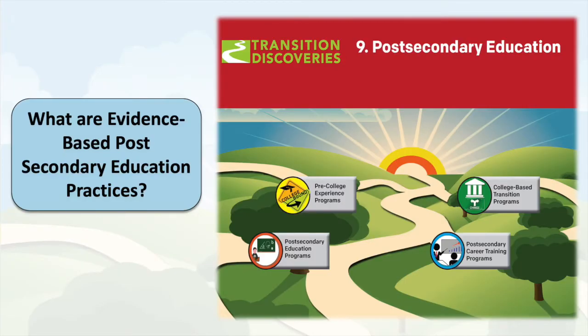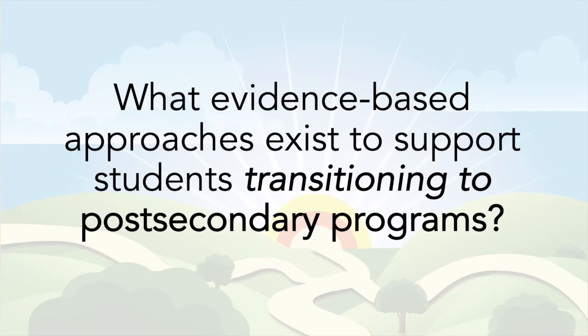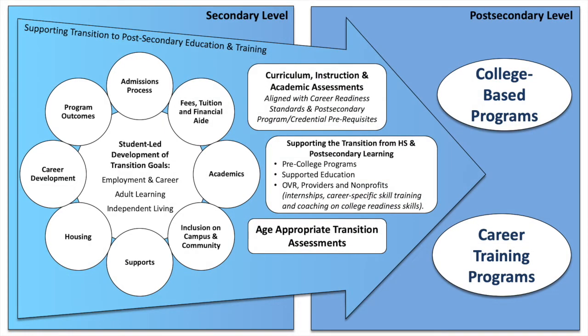So the question remains, what evidence-based approaches exist to support students transitioning to all these different post-secondary options and programs? The model of a program of study, while specifically designed and required as part of CTE through Perkins 5, provides us with a great deal of guidance on how post-secondary planning, career awareness and exploration, and curriculum for developing both academic and job-related skills can be aligned between high schools and post-secondary education or training programs.